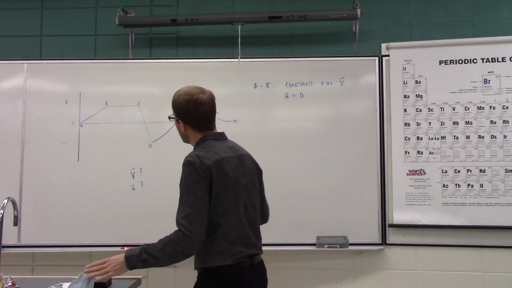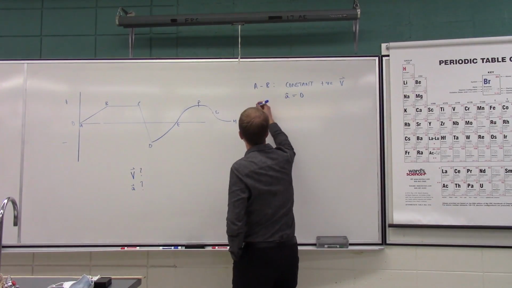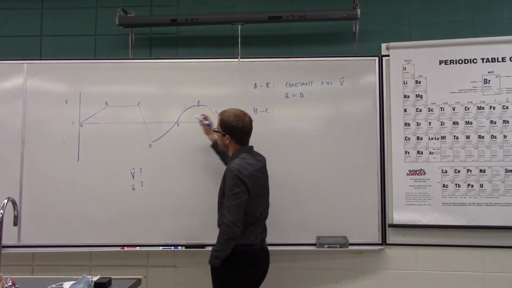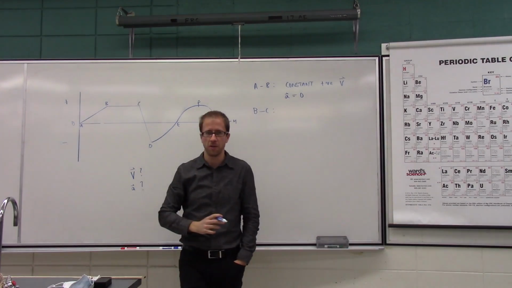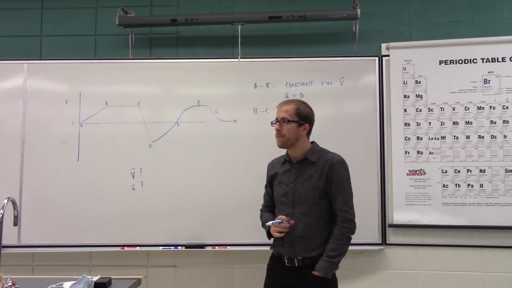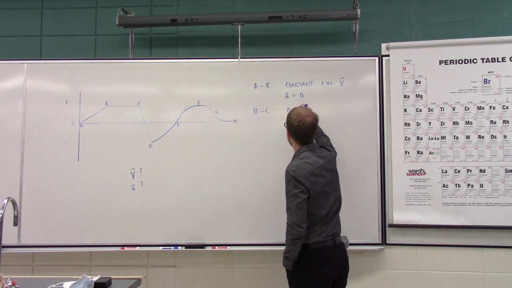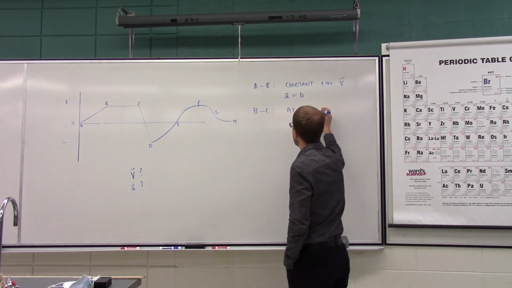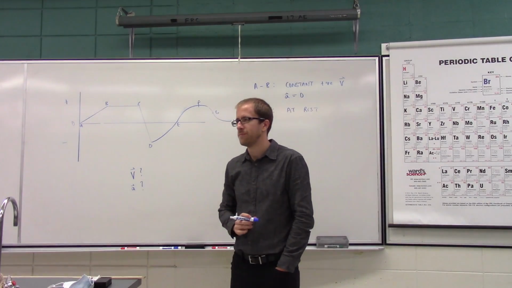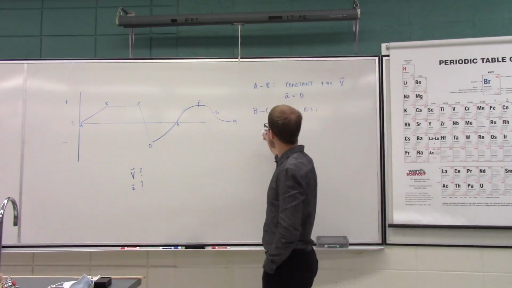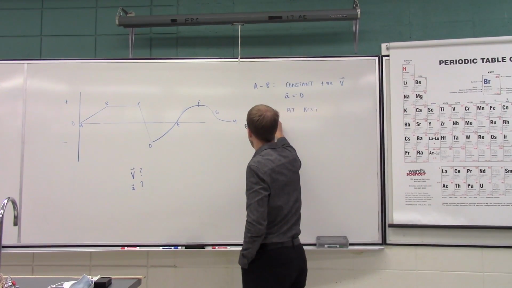All right, someone tell me what's happening from B to C. For this block right here, what is this object doing? Yeah, you're right, it's at rest, right? This object is not moving. So what would my velocity be? 0. Right, we're not moving, we're just stopped. From C to D, what is happening?